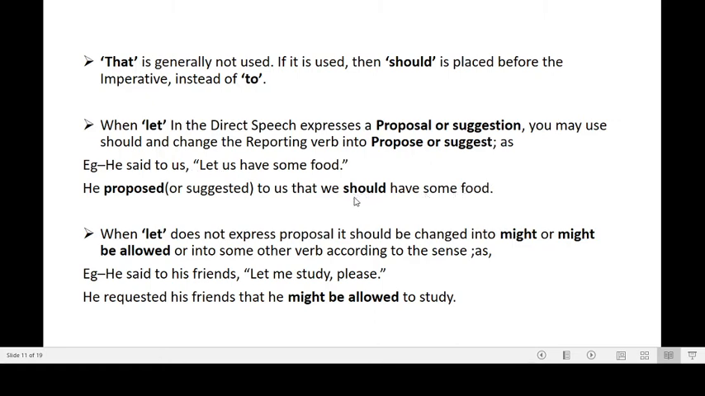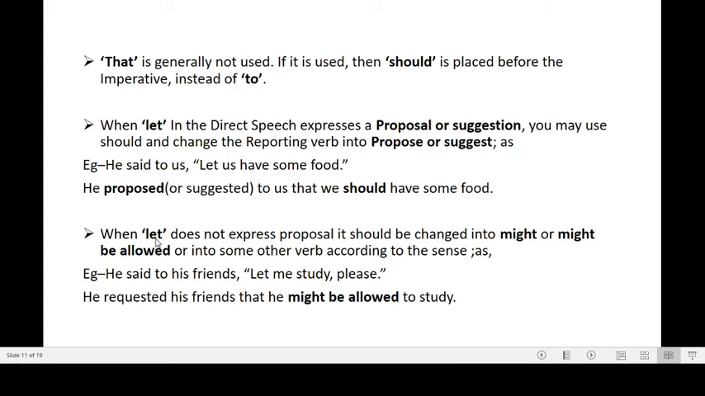In that way, this is a special case. You have to remember this example very well. When the sentence starts with let in an imperative sentence and it suggests a proposal or suggestion, then you have to use the reporting verb proposed or suggested along with using the word should.